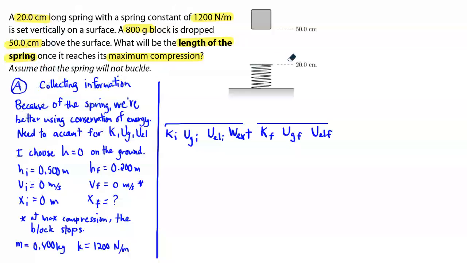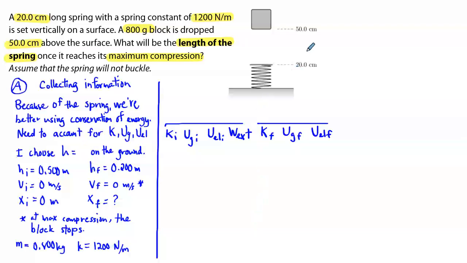Because we know there's a spring in there, really our best shot is to use conservation of energy. So we'll need to account for the kinetic energy, the potential energy due to gravity, as well as the potential energy of the spring, the elastic potential energy, so EL. I decided at first, in the first problem, to choose the height to be 0 on the ground. This is a valid choice, but it's not necessarily the best. So what I want to do in here is to take a different choice for that.